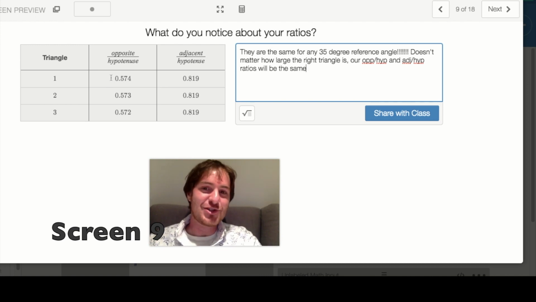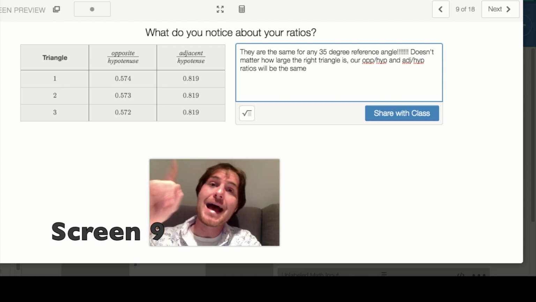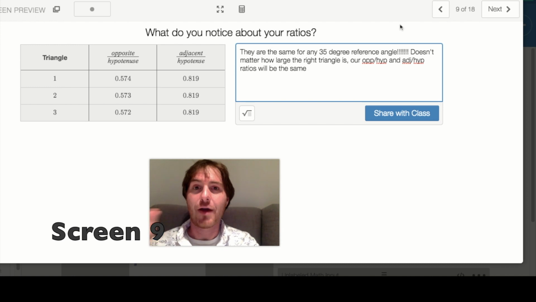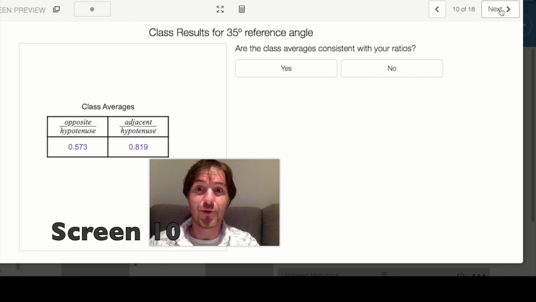We had medium triangle, small triangle, large triangle, and we had the same opposite over hypotenuse ratios for all 3 of them. Same adjacent over hypotenuse ratios for all 3 of them because we had the same 35-degree reference angle. So all of those triangles were similar, with consistent ratios, right? And we'll get names for these because this is important here.